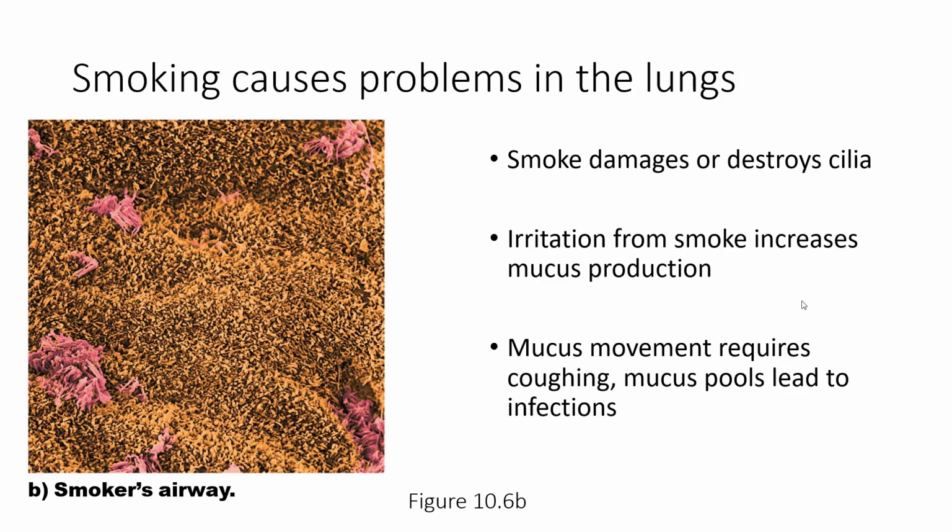The mucus is supposed to get the particulate matter, and the cilia are supposed to move the mucus out. But without cilia, you don't move the mucus out until you have to cough.